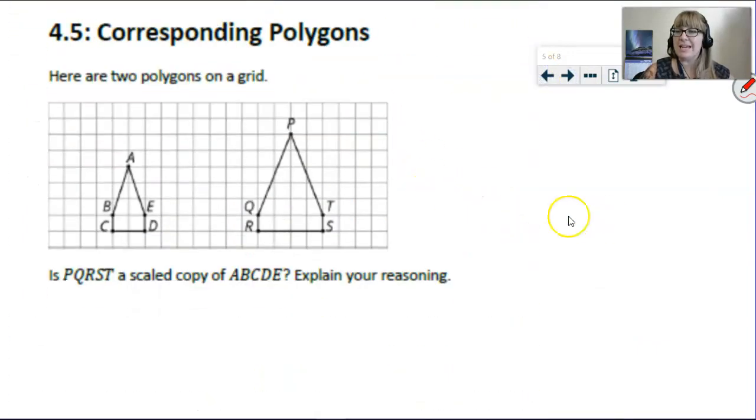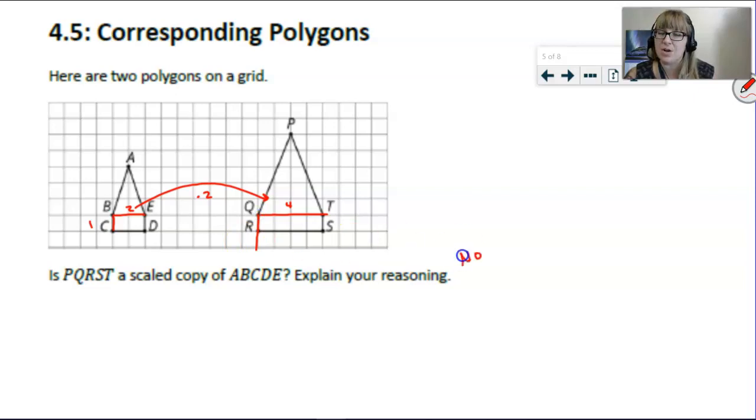Here are two polygons. Is PQRST a scaled copy of ABCDE? Anytime you want to pause the video and give yourself that think time instead of waiting for me to go over it is fantastic. But I want to point out that this distance here is 2 and this distance here is 4, so it looks like we would have a scale factor of 2. 2 times 2 is 4. So with this distance of 1, I would expect to see a distance of 2, and I don't. So the answer is no, because we're using different scale factors. And according to our summary, we should be using the same scale factors.